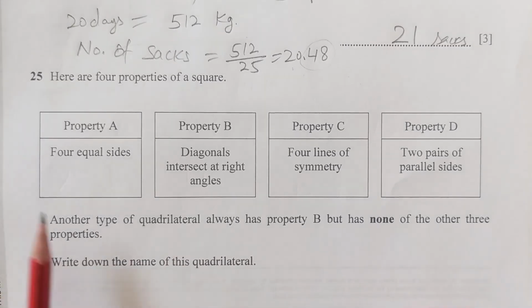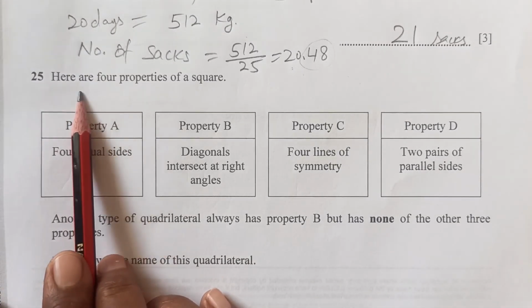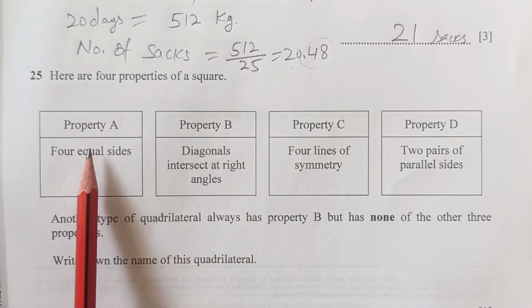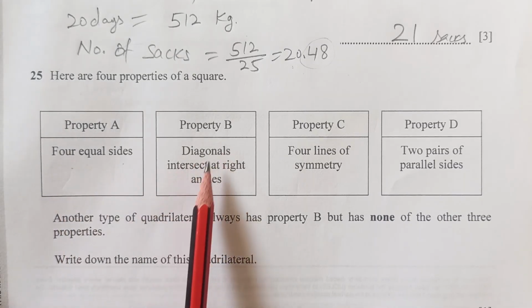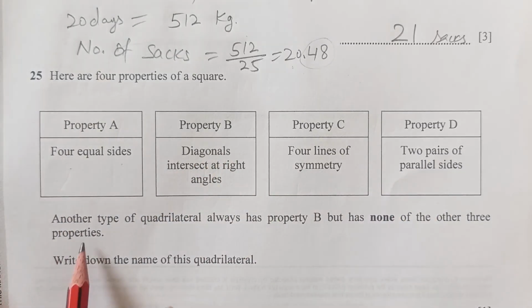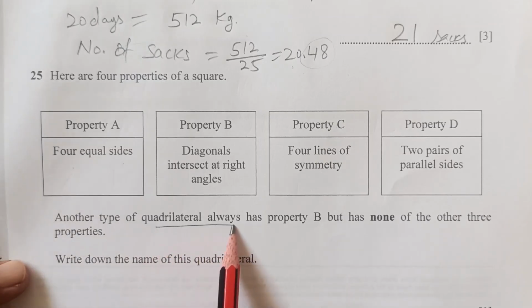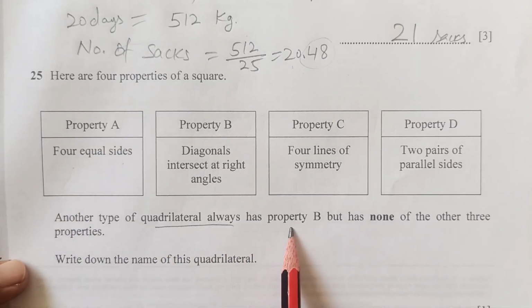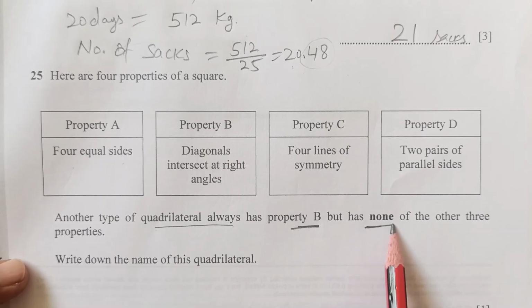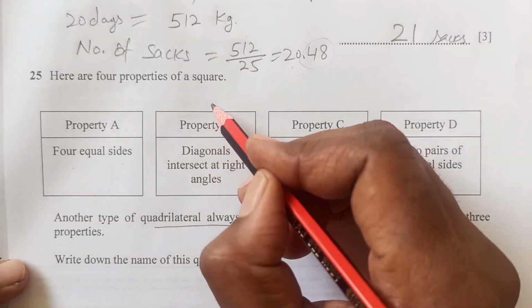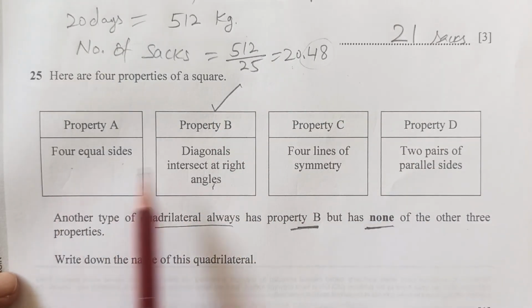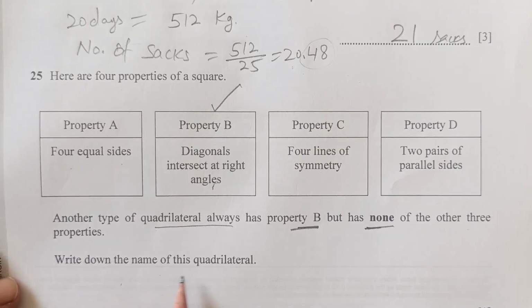So number 25, here are 4 properties of a square. Property A, 4 sides are equal. B, okay, we will read this after. Another type of quadrilateral always has property B but has none of the other 3. Write down the name of this quadrilateral.